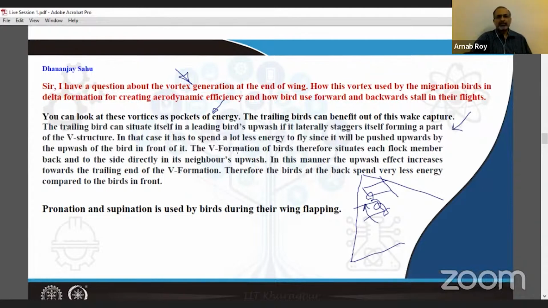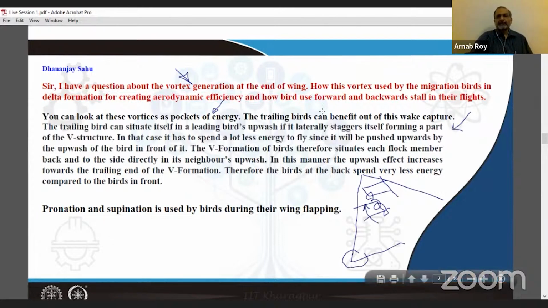And the V formation of birds therefore situates each flock member back and to the side directly in its neighbor's upwash. And in this manner, the upwash effect increases towards the trailing edge of the V formation. In this way, they can spend much less energy if they are closer to the rear part of the V. And then they can alternate their locations, giving the birds which are flying ahead a break.